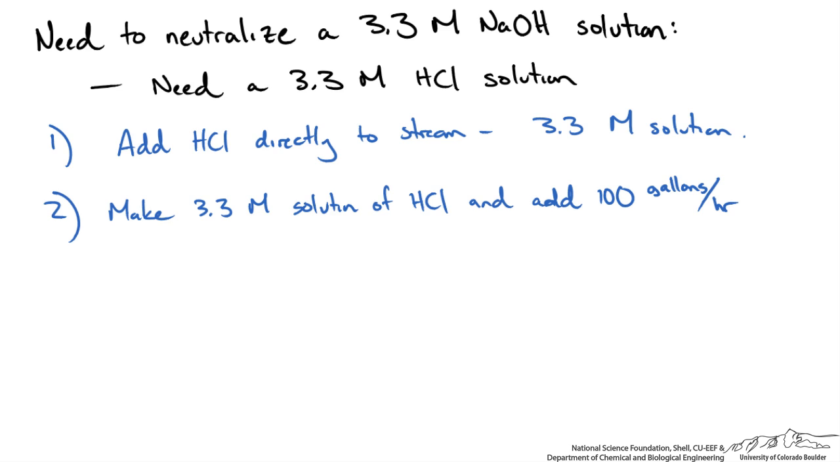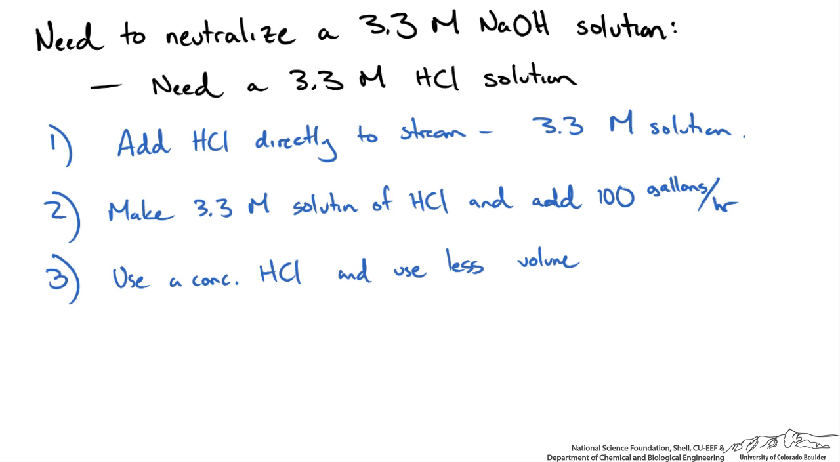And another option would be to use a concentrated solution of HCl and use less volume. So similar to option 2, but we would calculate how much we would need to add based on the molarity of the HCl solution that we make. So for simplicity purposes, let's just do option 1 and add the HCl directly to the stream.